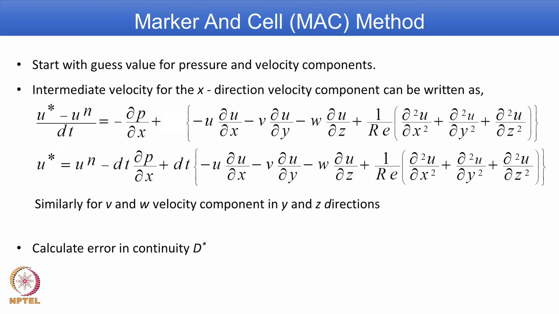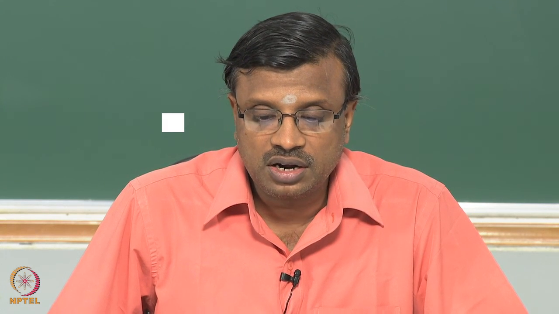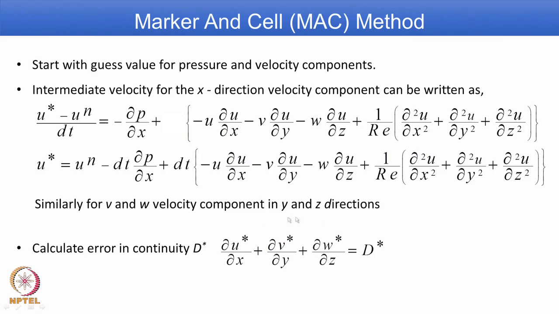As we mentioned just now, this u star, v star, w star are intermediate velocity components, and they may not satisfy the continuity equation. So, if you substitute u star, v star, w star in continuity, then you get what is known as an error in the continuity, referred to here as d star. You write it in the form of an equation as shown here: dou u star by dou x plus dou v star by dou y plus dou w star by dou z equal to d star.